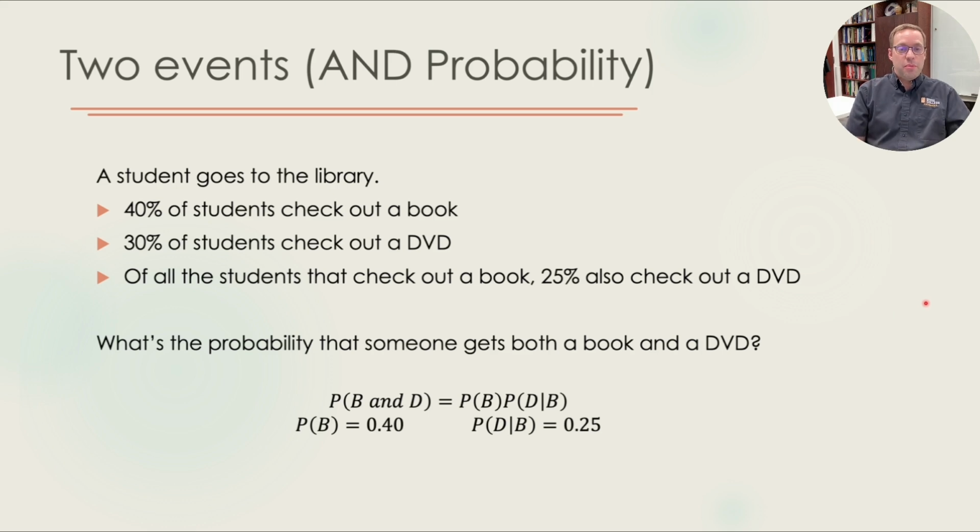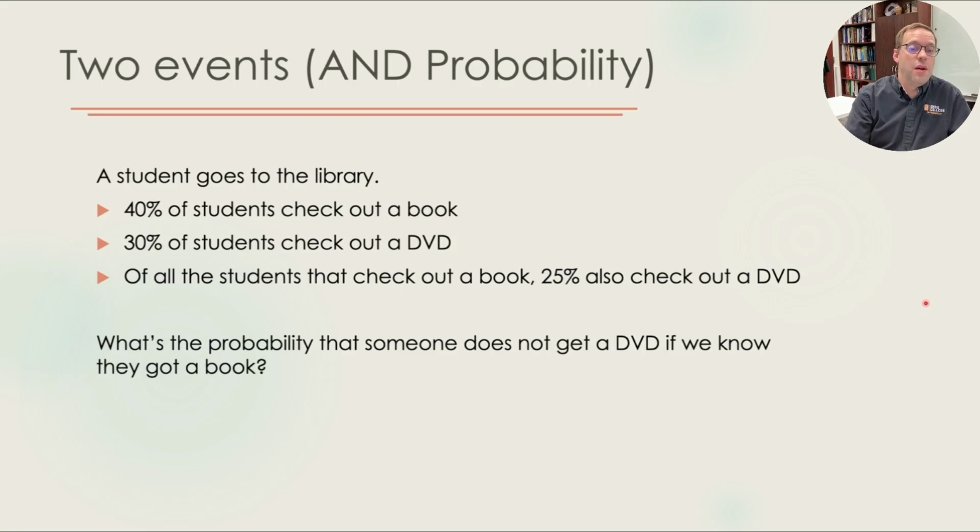So there we go. Probability of getting a book is 40%. Probability of getting a DVD, given that we've got a book too, is 25% or 0.25. So what's the probability of getting a book and a DVD? We just multiply those together. 40% times 25%, which says that the probability of someone getting both a book and a DVD is 10%. Excellent. Let's go to the next one. What's the probability that someone does not get a DVD if we know that they got a book?